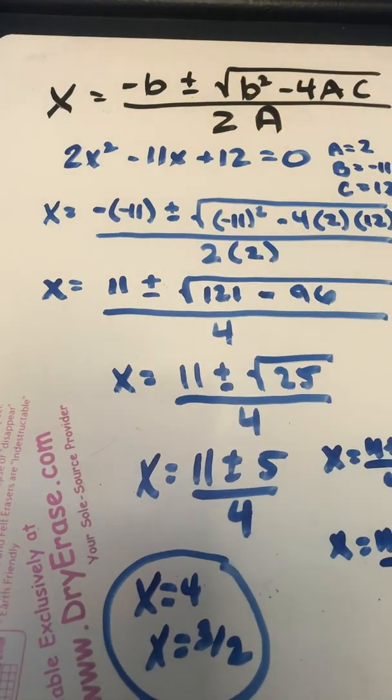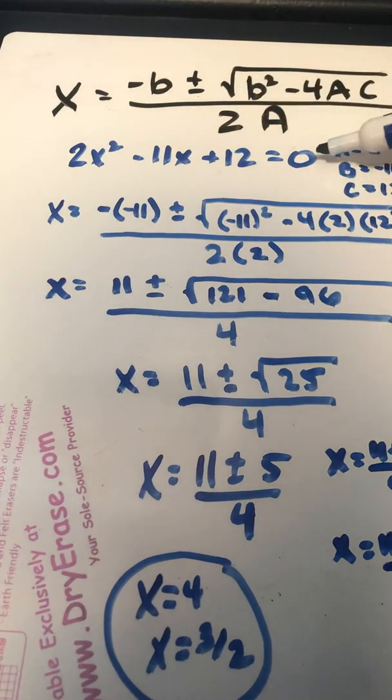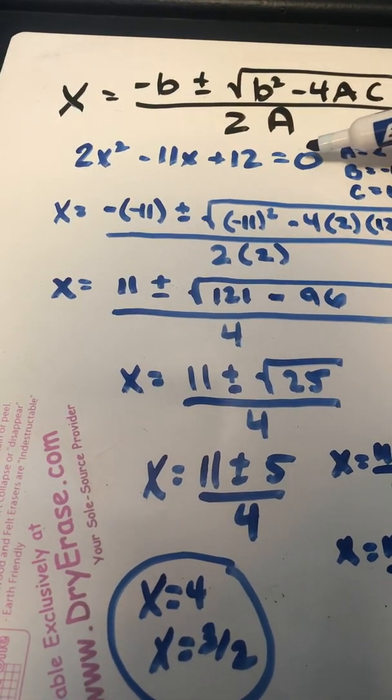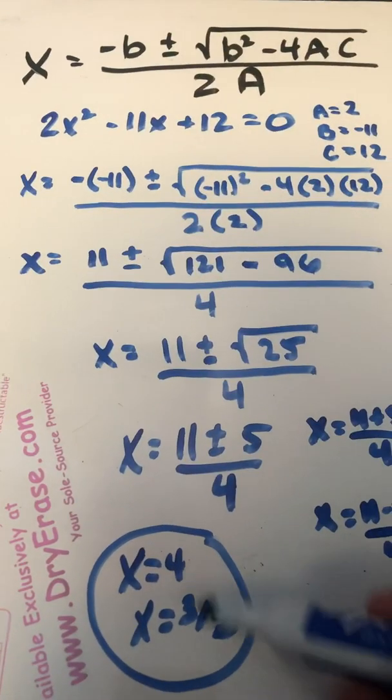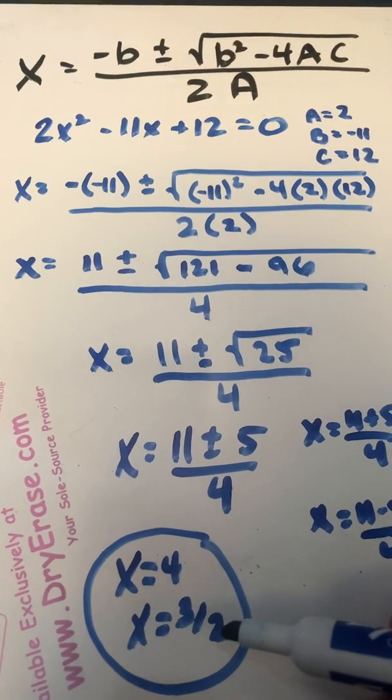What this means, friends, is that this parabola of this quadratic equation up here, the 2x squared minus 11x plus 12, has x-intercepts, or roots, or zeros at these two locations, once at 4 and once at 1.5.